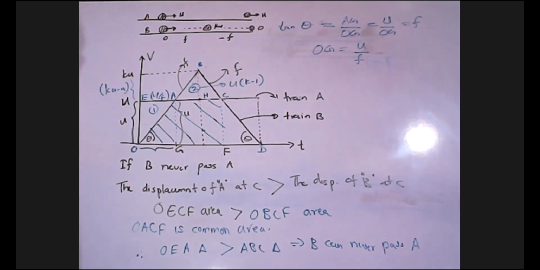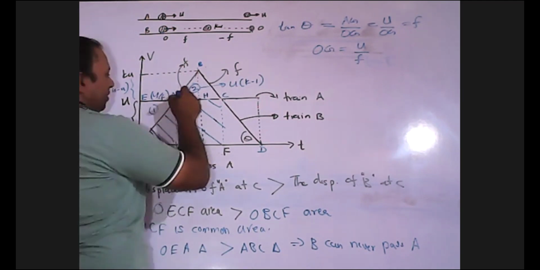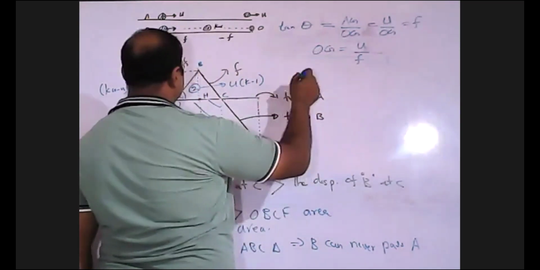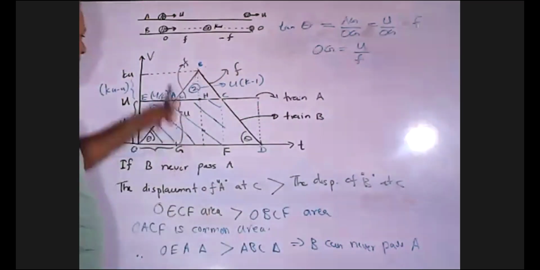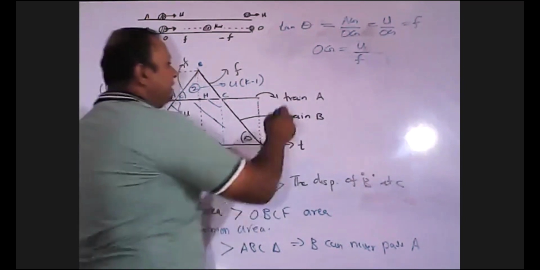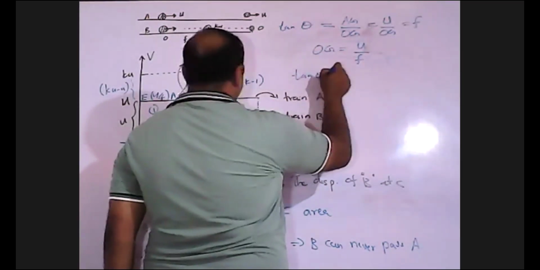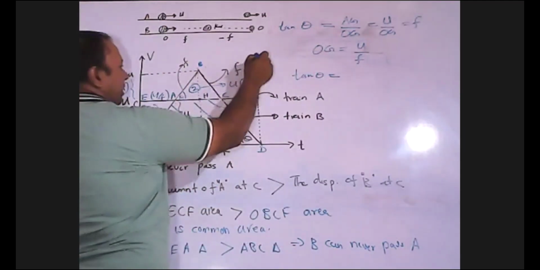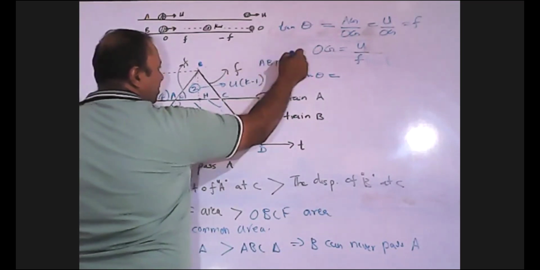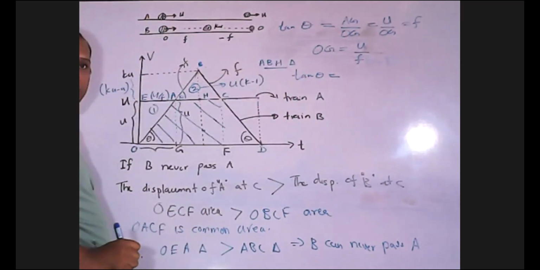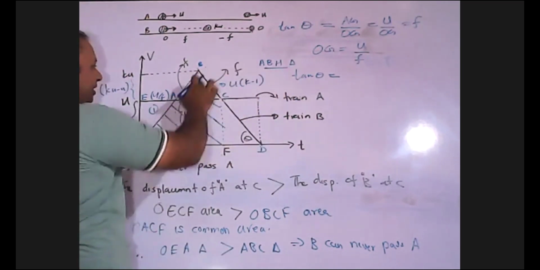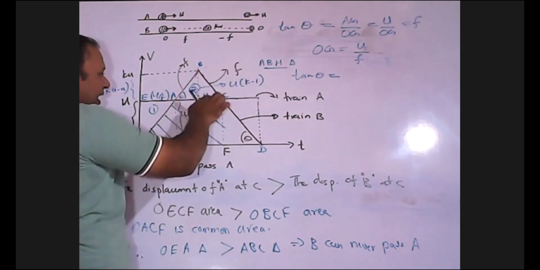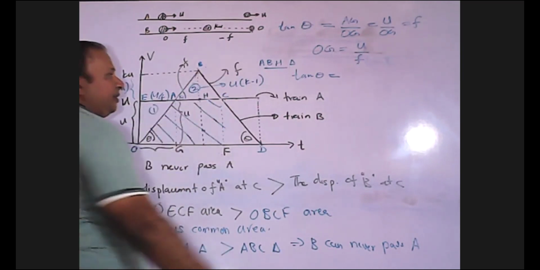Then AH. This one is also equal to theta. Again, you can write tan theta. From the ABH triangle, tan theta is equal to BH over AH.